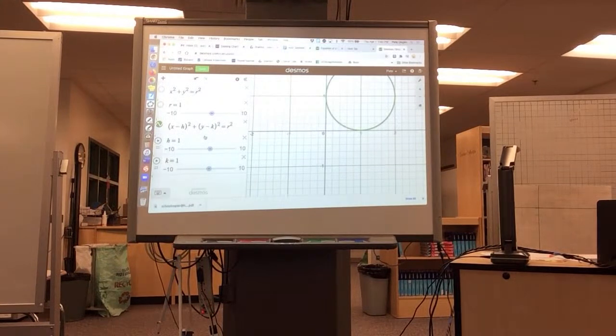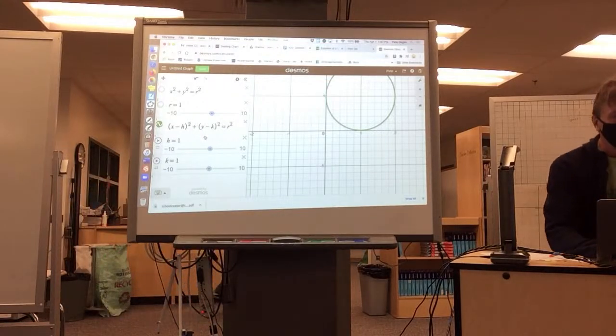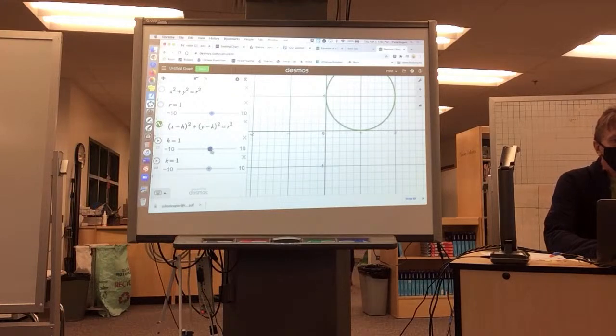1, 1. So what you can do now is you can change your h value and make it smaller, like make it 0. And you can make k 0. And look, now we're back where we started, aren't we? And toy around with it.